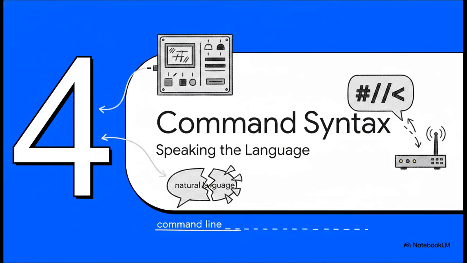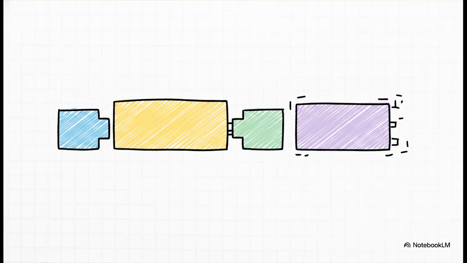Which brings us to Section 4, deciphering command syntax, speaking the language. Okay, so every single instruction you give follows a very strict structure. First, you have your prompt showing your current mode, then your base command, a space, and finally your specific keyword or user-defined argument. Just remember, a keyword is a specific parameter the OS already knows, while an argument is a custom value you provide yourself, like an IP address or a new host name.